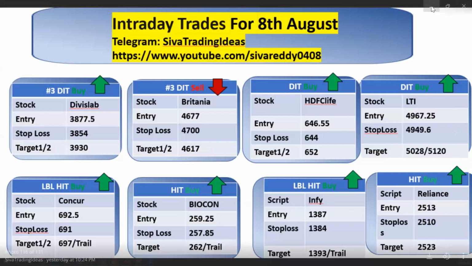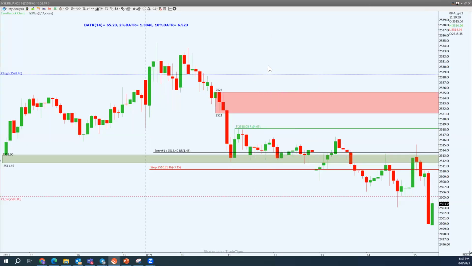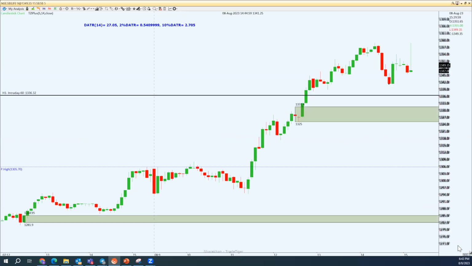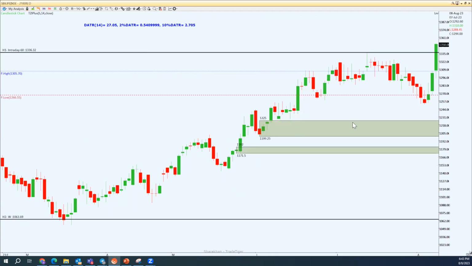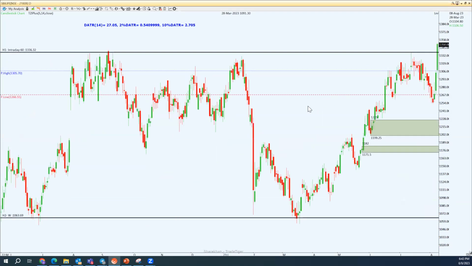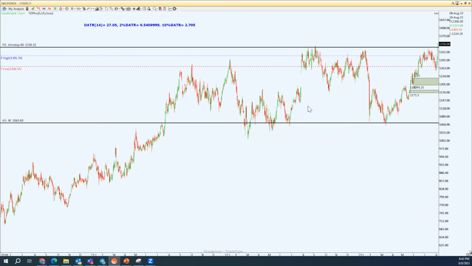Before that, let me also show you what we planned in SBI Life. So SBI Life, we have seen some breakout on daily. Let me show you on the daily chart of SBI Life. So on daily, if you see, this is a clear breakout.